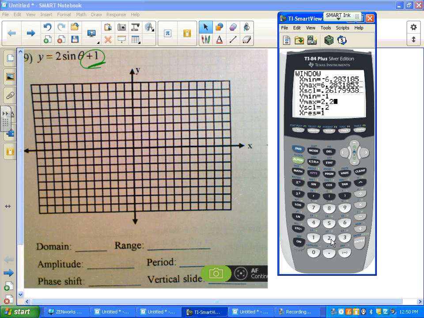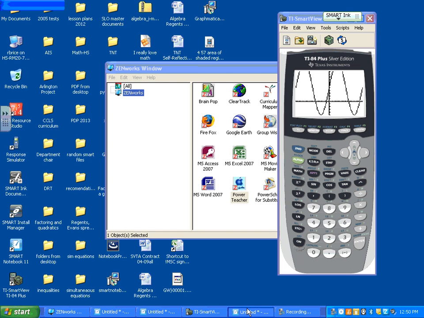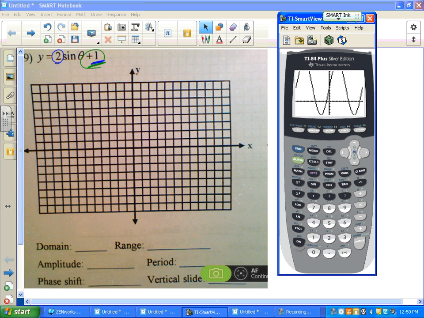So let's take a look at the graph, make sure that we have it. It didn't go high enough. Okay? Why didn't it go high enough? Even though it was shifted 1, it's twice as high. So we're going to have to bump that up. The window, instead of 2.2, let's do 3.2. And there we go.